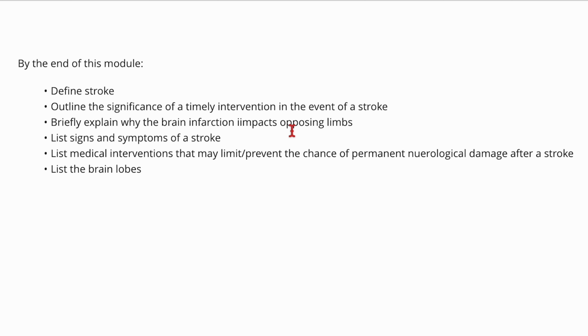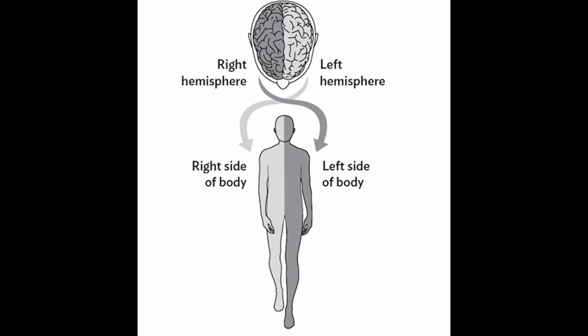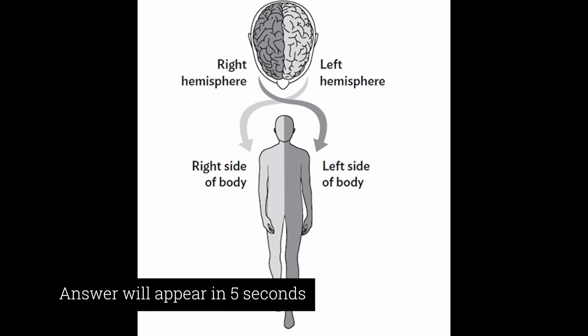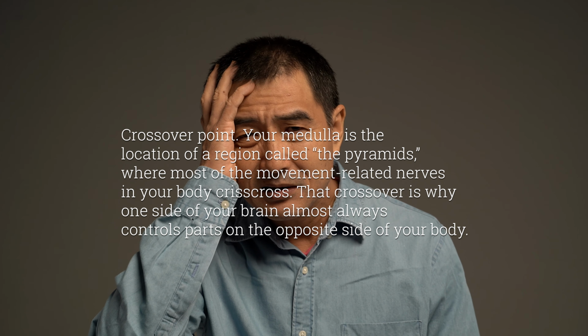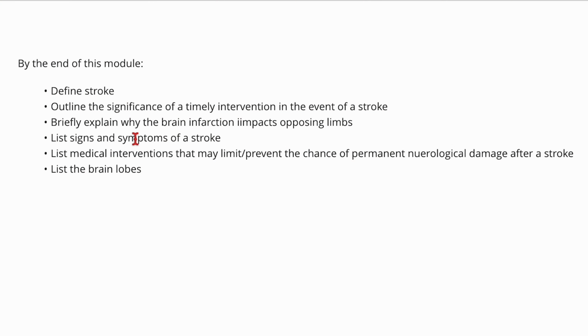You should be able to briefly describe why brain infarction impacts opposing limbs. So if there's a stroke that is evident on the left side, why does it impact the right side of the body, and vice versa? You should be able to list and describe some signs and symptoms of a stroke. You should be able to list medical interventions that may limit or prevent the chance of permanent neurological damage after a stroke. And obviously list the brain lobes, which should be pretty straightforward since you've been doing skull anatomy or it's available to you at your school.